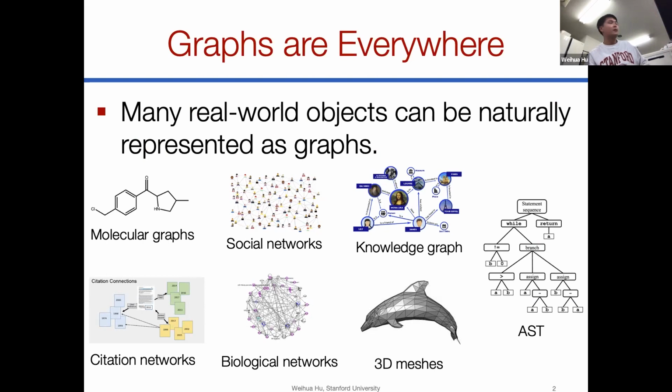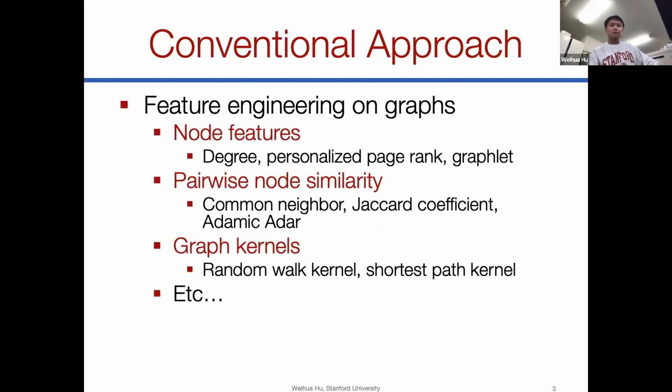And in order to perform all these machine learning tasks, we need to have a good feature representation of graphs. So the conventional approach to this is feature engineering on graphs. For example, to obtain a feature on nodes, we can use node degrees, personalized PageRank, graphlets, and so on. For link prediction, we need to have a good feature between a pair of nodes. And for this, people have developed a variety of similarity metrics like common neighborhood, Jaccard coefficient, Adamic-Adar, and so on. And for making comparison between graphs or making prediction at the level of the entire graph, like predicting the property of molecules, people have developed a variety of graph kernels, like random walk graph kernel, shortest path graph kernel, so on and so forth.